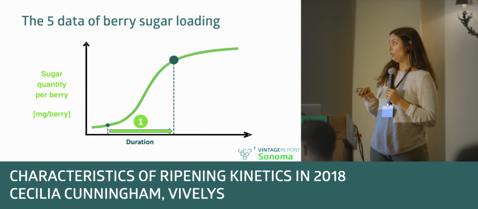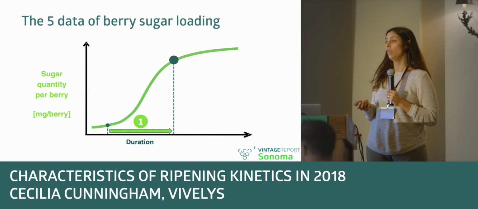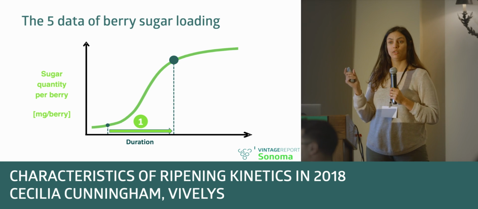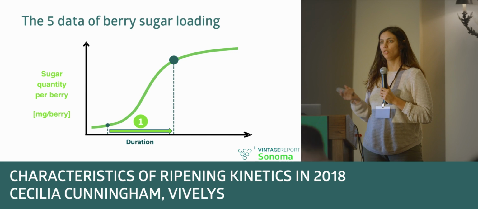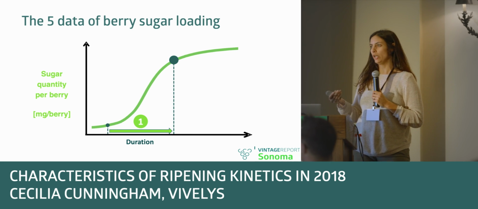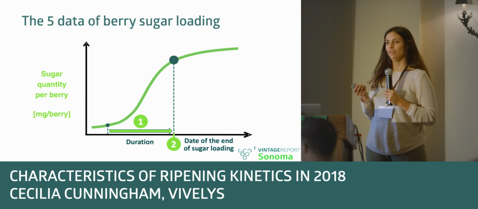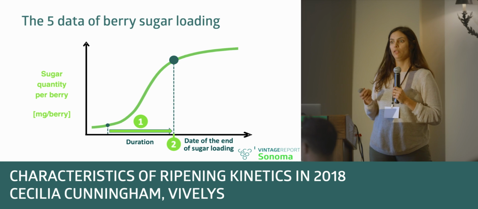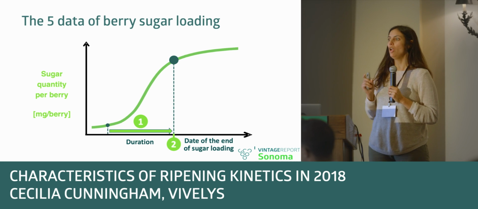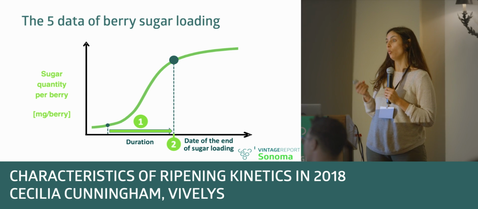Based on the duration of this phase, we can get a good idea of how the year is developing. If we have heat waves like we experienced in the past, we will have a shorter load. We will have less time of synthesis, so we will probably reach lower Brix at the end. The date at the end of the sugar load will be the beginning of the ripening phase, and a really good parameter in terms of how we can predict when certain aromatic windows will happen.